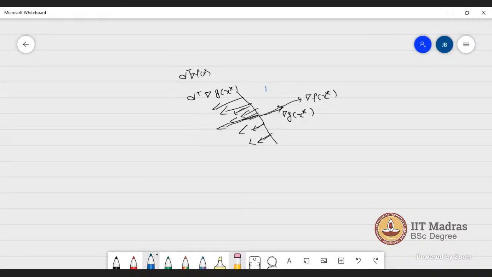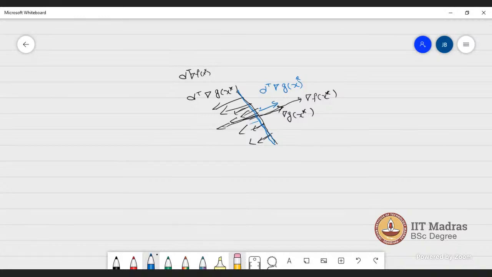In case of anti-parallel, d transpose del of g(x star) will be in this direction. The thing is, the value of this is 0. So the only direction which remains is along this line, and along this line all the values will be the same. So that's why this condition is satisfied. It doesn't matter whether both of them are parallel or anti-parallel. In both cases, you will get the same answer.